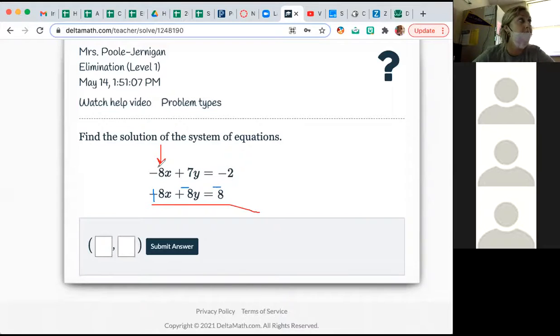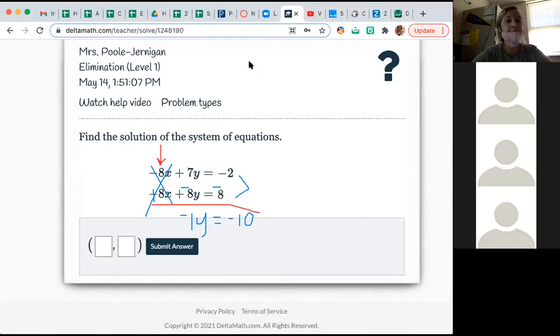Okay, I'm looking at some of y'all because you haven't been doing it right, and I want you to ask me questions. The 8x's will cancel. 7y and negative 8y, what does that make? Be careful. That'd be negative 1y, good. Negative 2 and negative 8. Very good, Sean. They've got the same sign, so you add them, that's negative 10.